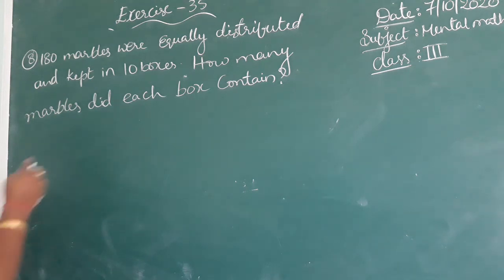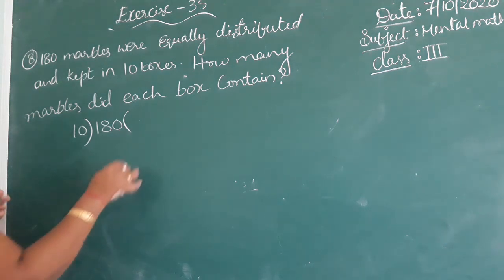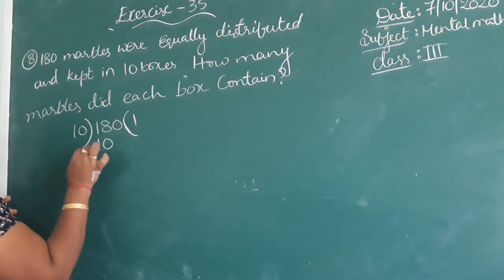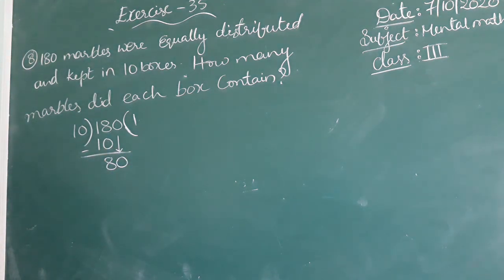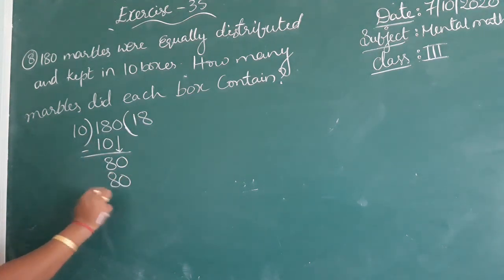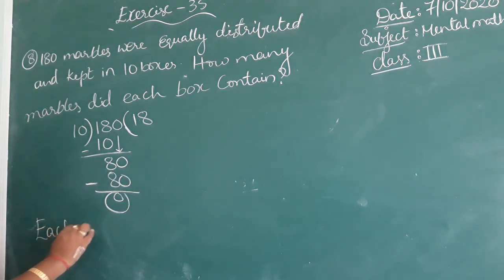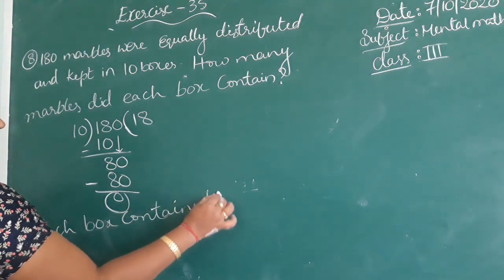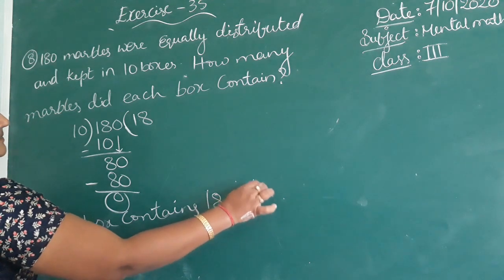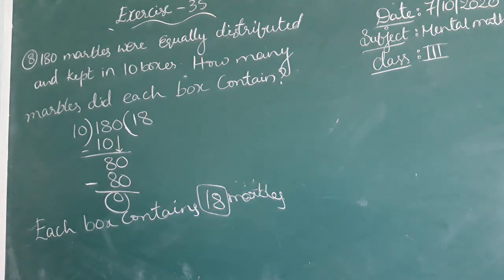So you have to divide 180 by 10. Okay? 10 ones 10. Remainder 8. Drop down 0. It is 80. In the 10 table, 10 eights 80. Yes, now? So 18. Each box contains 18 marbles.